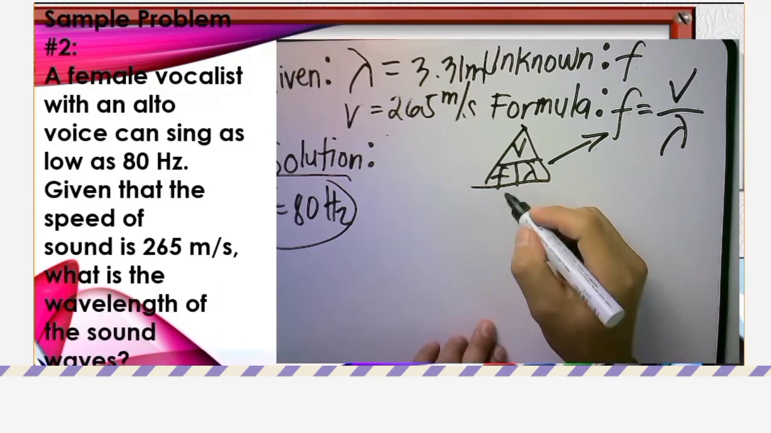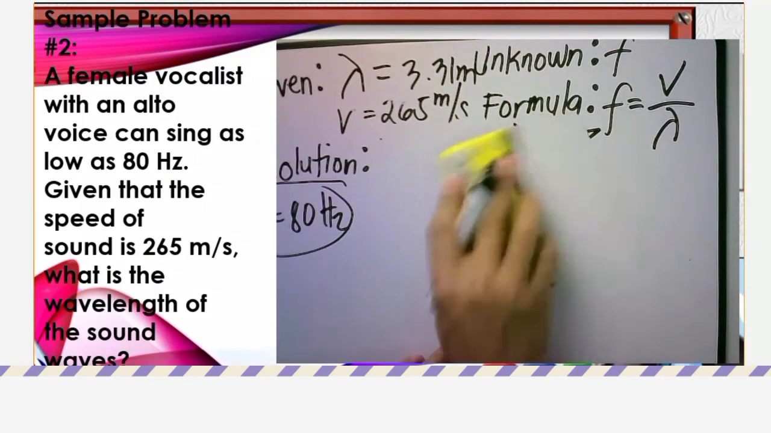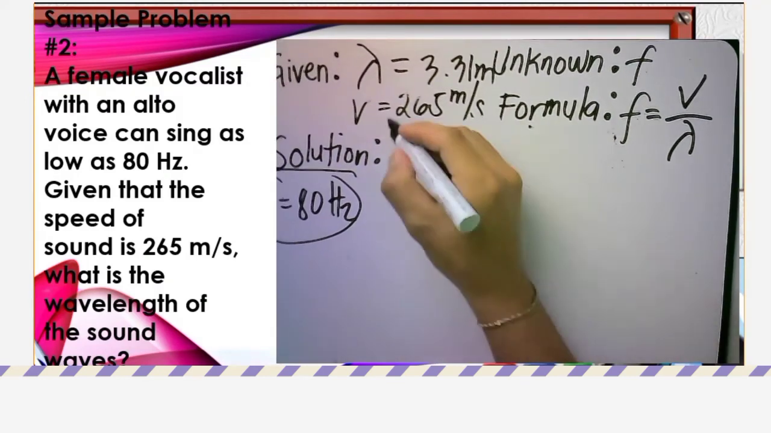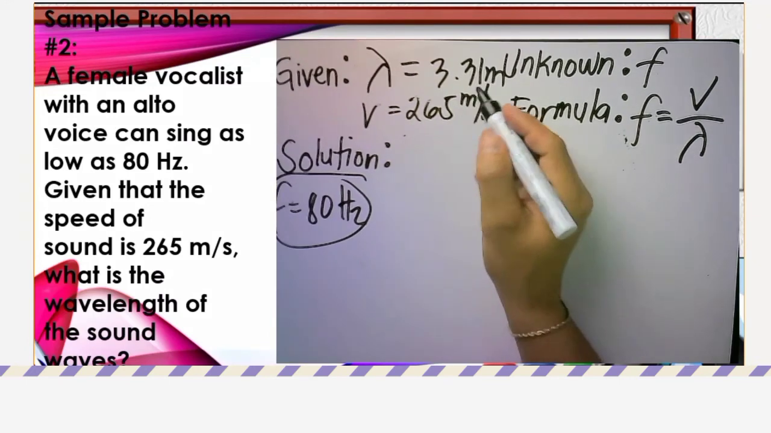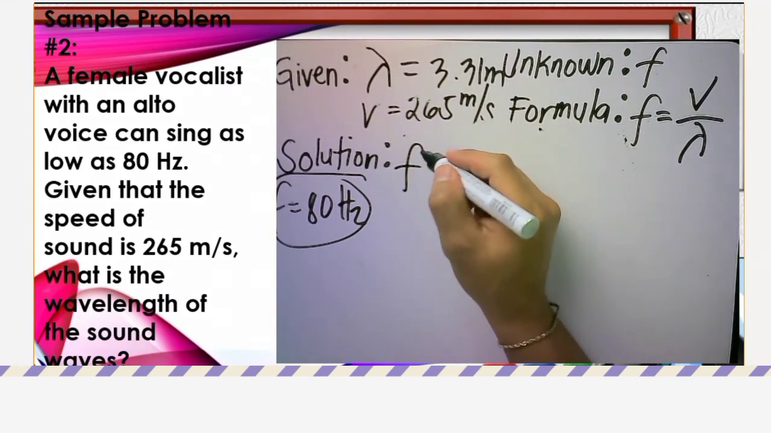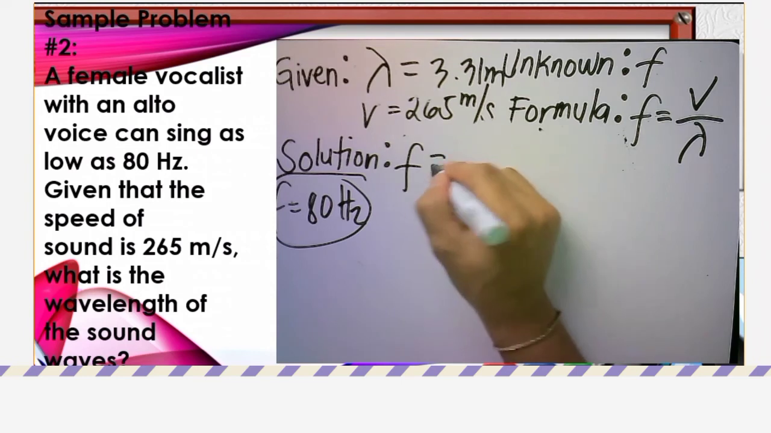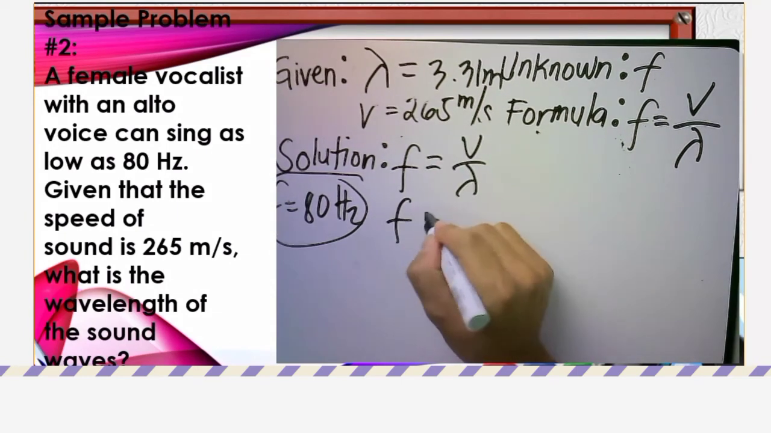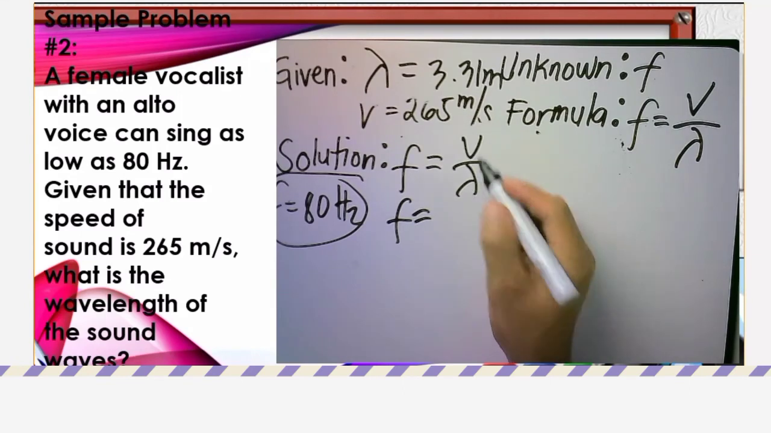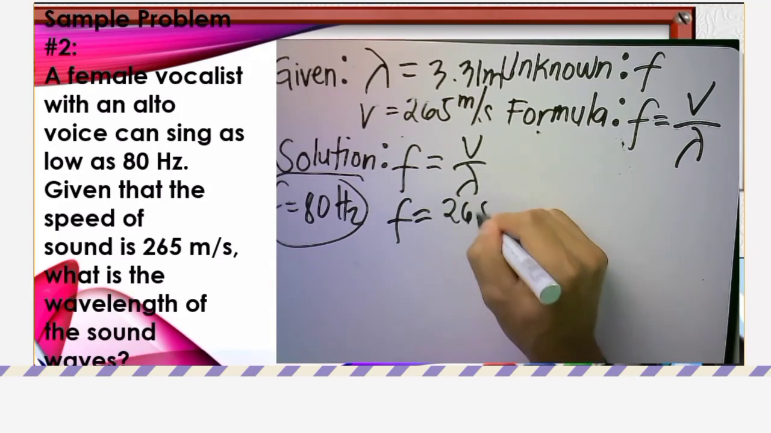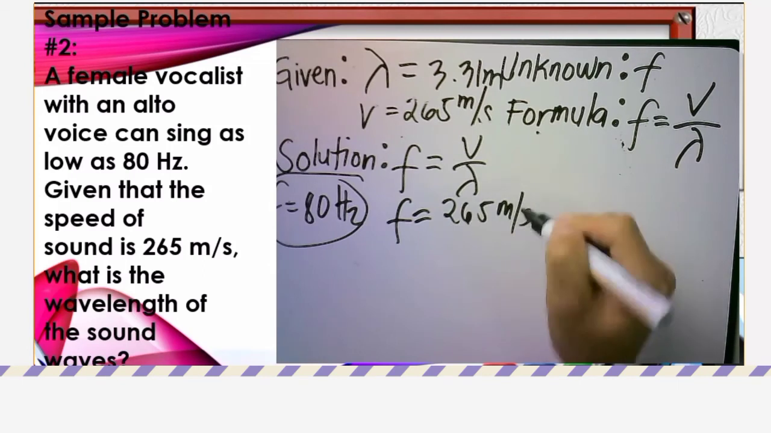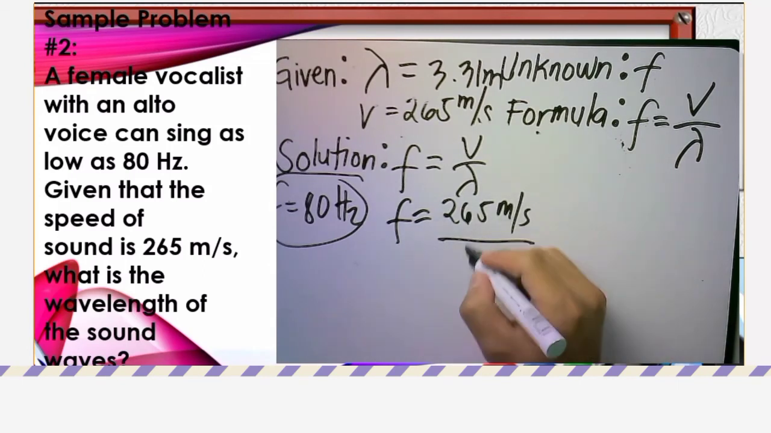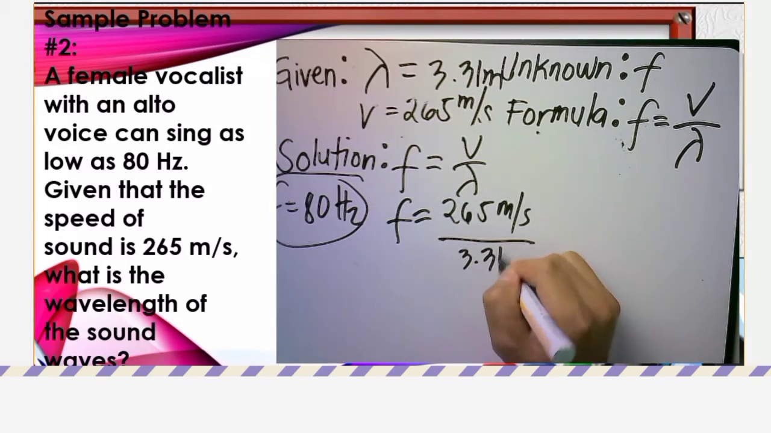Now, moving forward, what is our solution? Let us get first the frequency. Frequency is equal to V over lambda. Then, you need to substitute. The value of V is 265 meters per second over 3.31 meter.